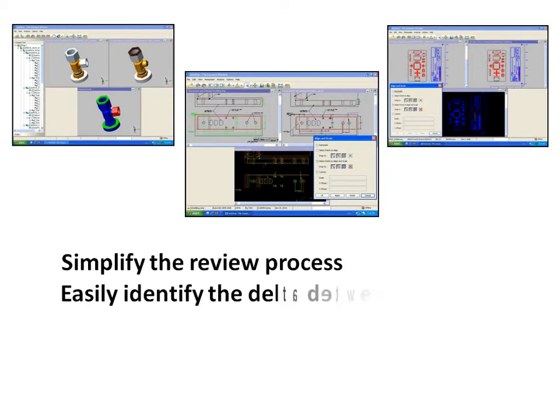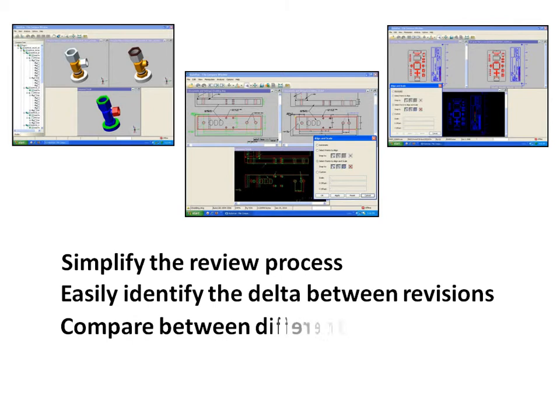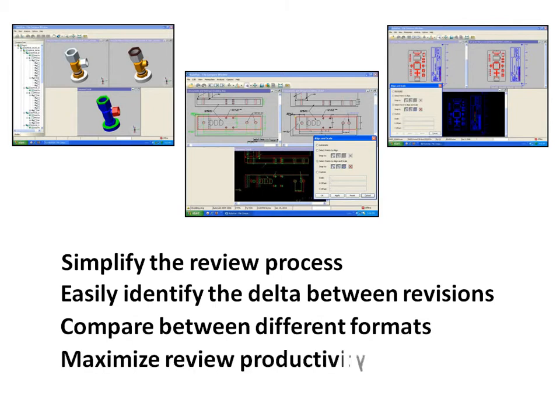AutoVue will highlight what has been added, removed, or has remained unchanged. AutoVue can even compare files that are in different formats, for example, a DWG and DXF file, and easily align and scale them to accurately complete the file comparison.